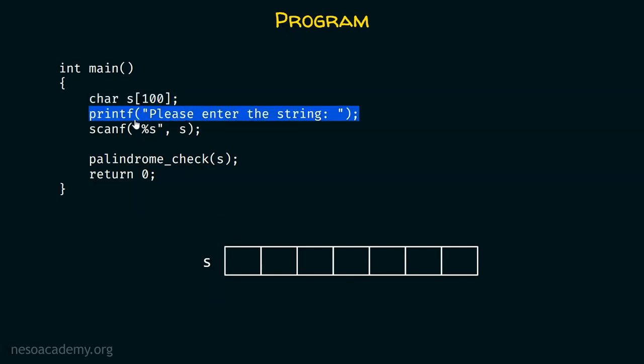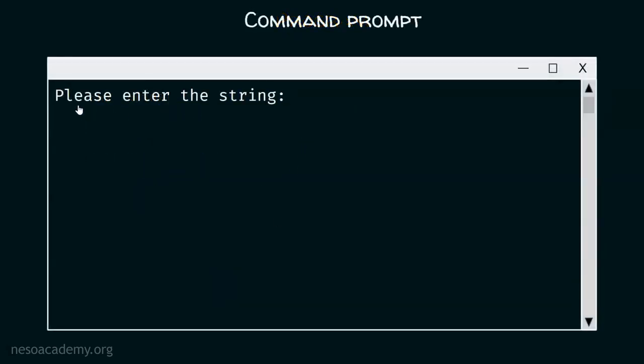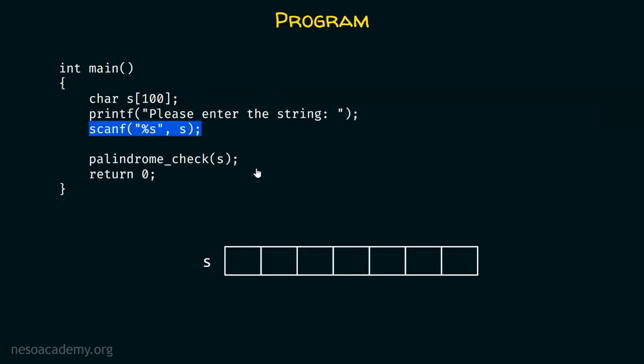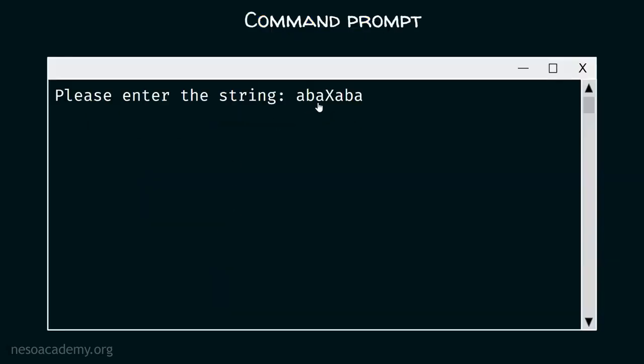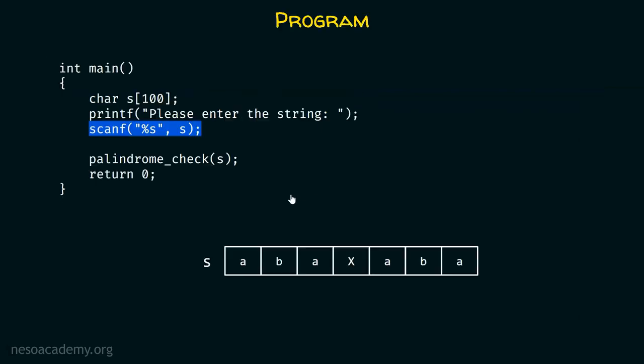After this, I'm calling this printf function to print this message on the screen: Please enter the string. I want to store the whole string in this array. That's it. Okay. In this way, the user will see the message, please enter the string, right? And then the user will enter the string and we'll store that string in this character array, right? Let's say the user has entered the string ABAXABA. So this string will get stored inside this character array, right?